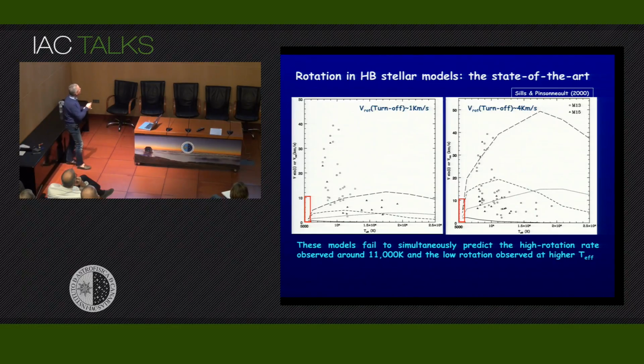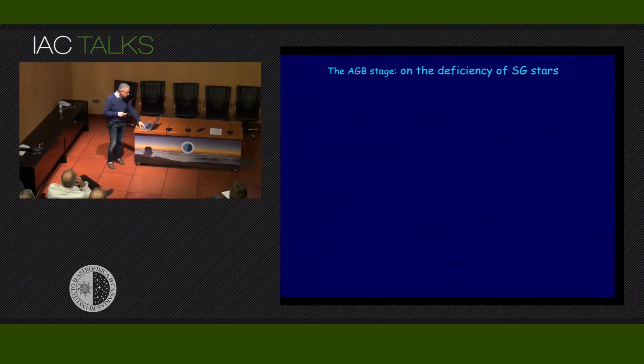If you want to reproduce the rotational pattern of cool horizontal branch stars, you miss completely the location of the hot horizontal branch stars. So there is really a huge problem on that.